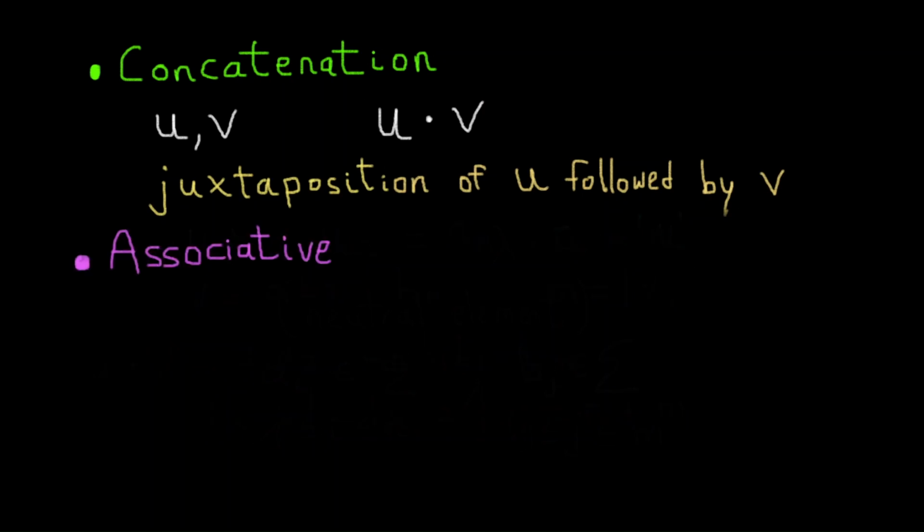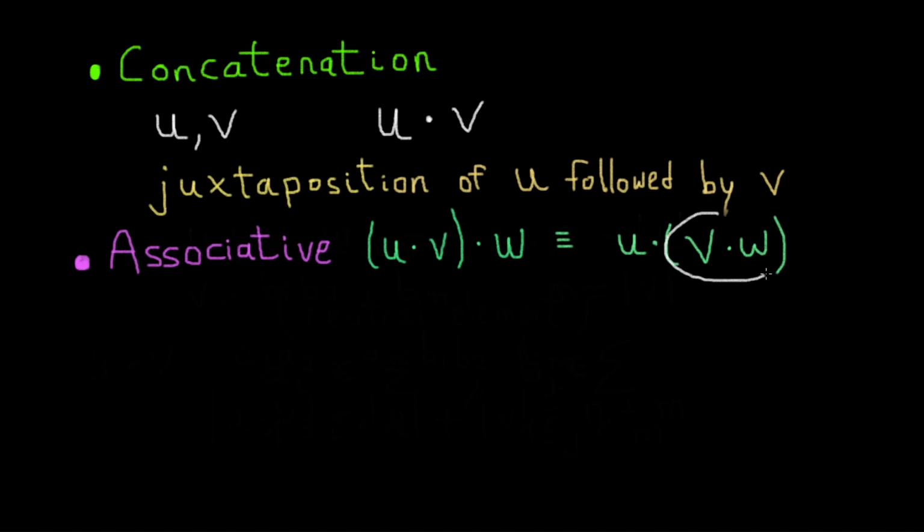Let us now have a look at some properties of the concatenation. The first one is that the concatenation is associative, in the sense that if I have three words, u, v, and w, and I concatenate u with v and then concatenate the result with w, this is equivalent to first concatenating v with w and then concatenating u with the result.